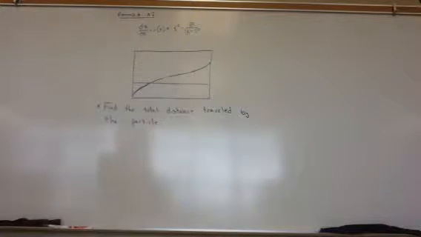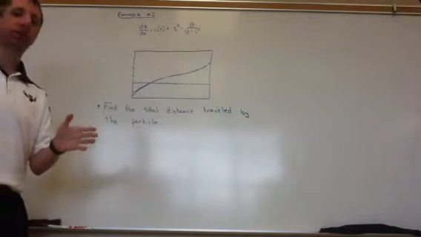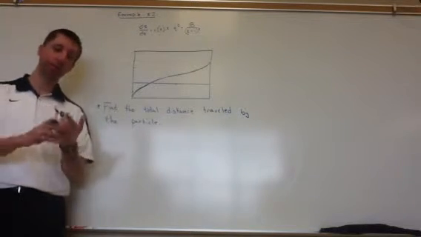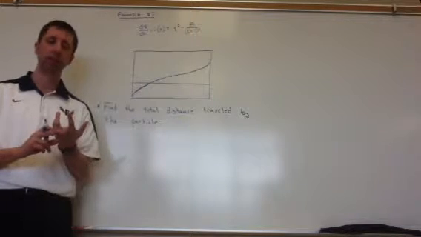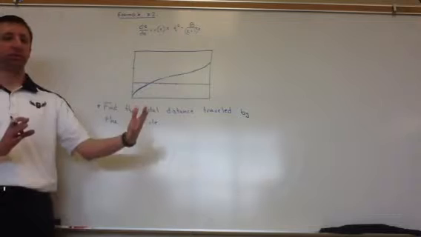So in example 1, we looked at finding the particle's position at different times. We looked at finding the particle's position after 1 second. We looked at finding the particle's position after 2 seconds. Example 2, we're going to talk about what is the total distance that it traveled.